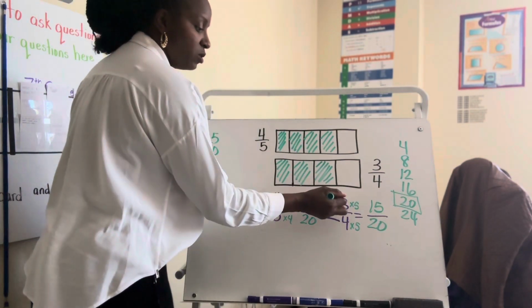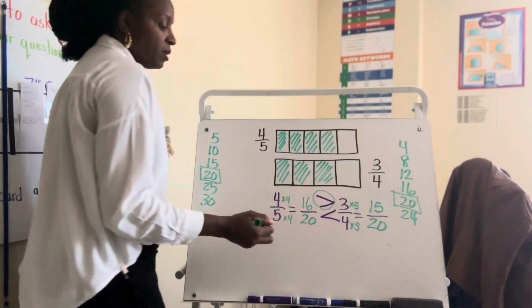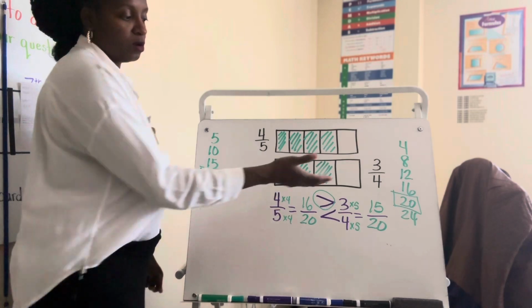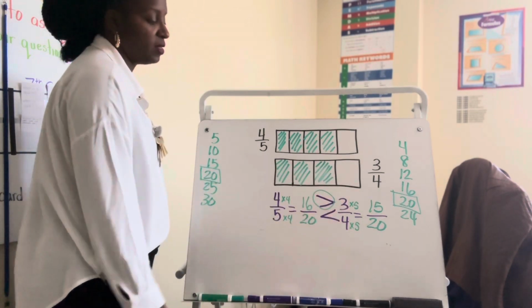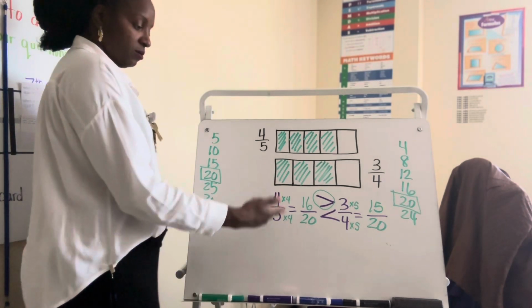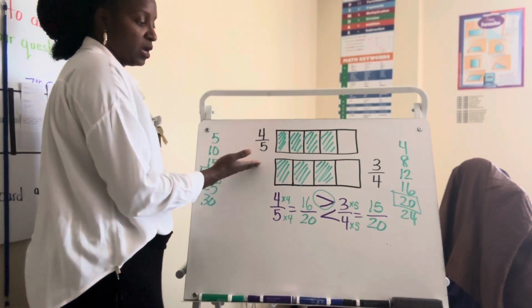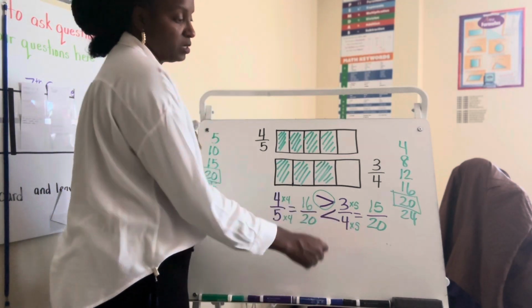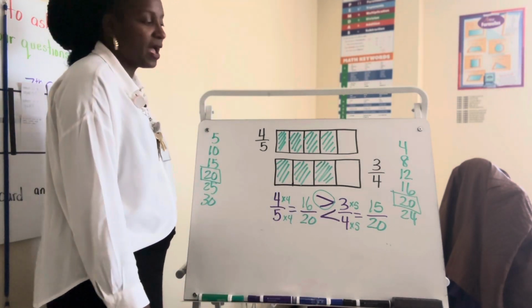So we're going to be using the greater than sign because 16/20, or 4/5, is greater than 15 over 20, or 3/4. They are not equal fractions. So we see it both using a diagram and by converting the denominators to be the same. I hope this helps.